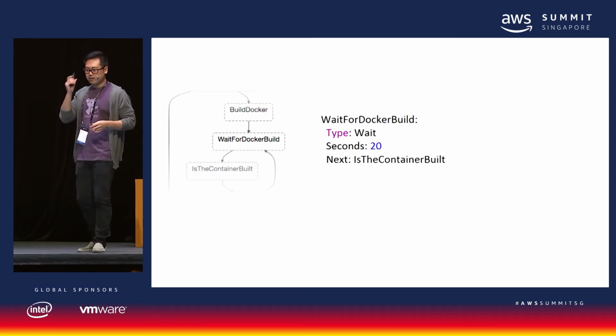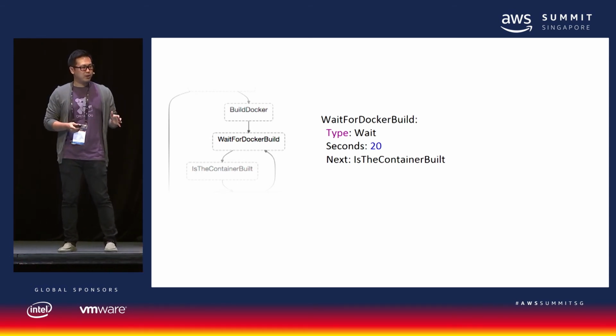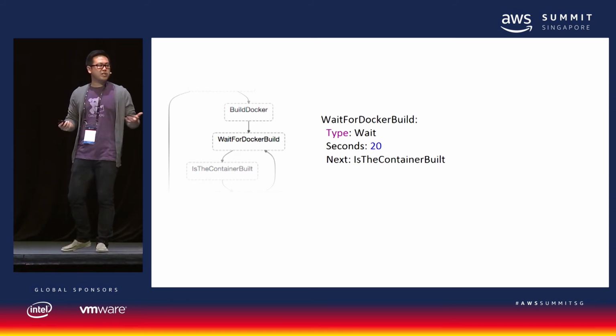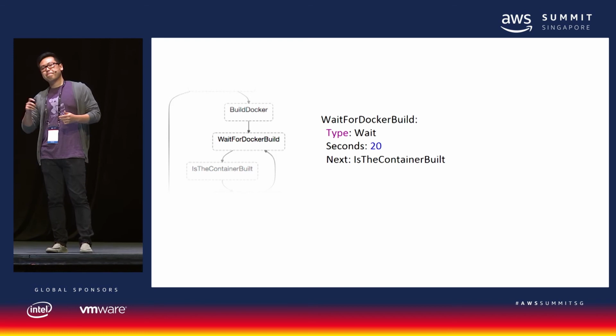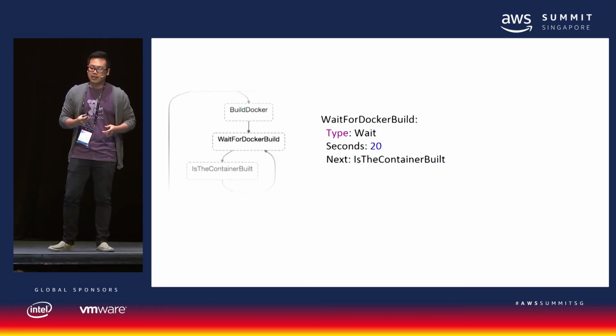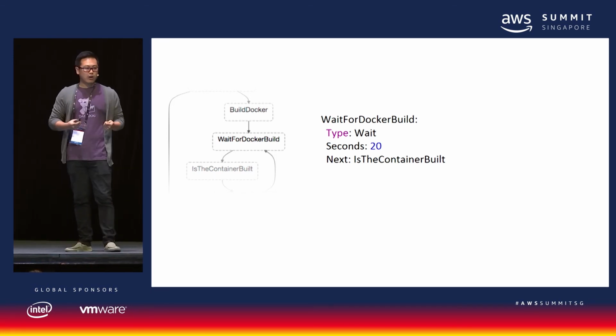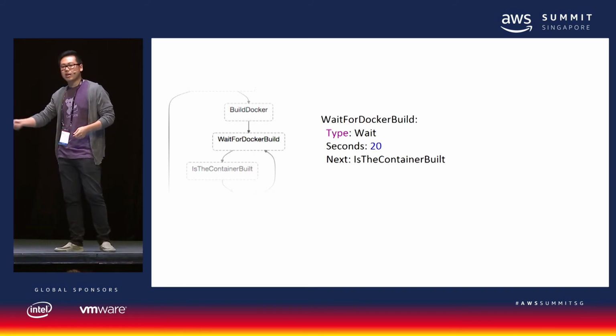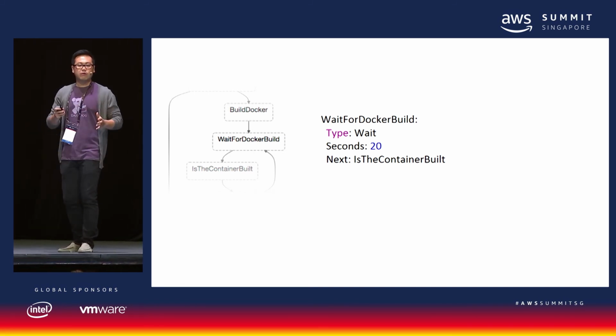Why 20 seconds? Well, the Docker image takes about 3 minutes to build. You don't want to have something like 2.5 minutes, because what if it takes 2 minutes and 31 seconds? Well, now you have to wait another 2.5 minutes. You don't want something like 1 second, though, because you're paying for Lambda executions. You're paying for transitions, so you don't want to be hitting those all the time. You want something efficient right in between.